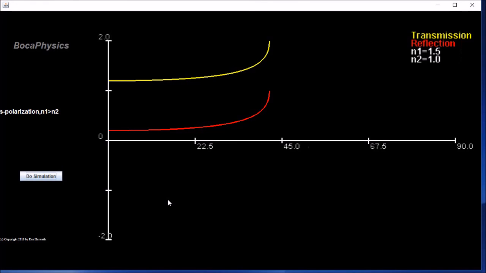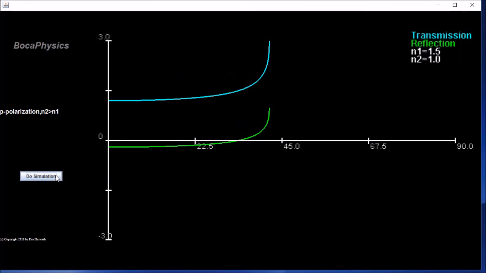This is a plot of the Fresnel coefficients for parallel polarization, again for n1 equal to 1.5 and n2 equal to 1. Light blue represents the coefficient of transmission, and green represents the coefficient of reflection. The coefficient of transmission is positive over the range from normal incidence to critical angle, but the coefficient of reflection is negative and then becomes positive. The coefficient of reflection is 0 at Brewster's angle. As the critical angle is approached, the coefficient of reflection approaches 1, and the coefficient of transmission approaches 2 n1 over n2.